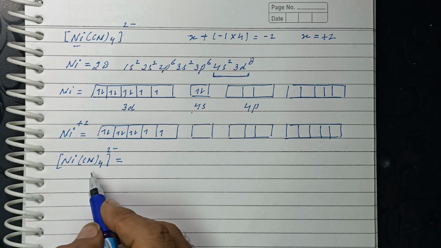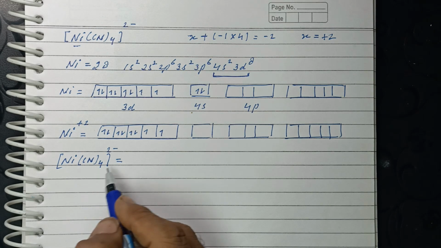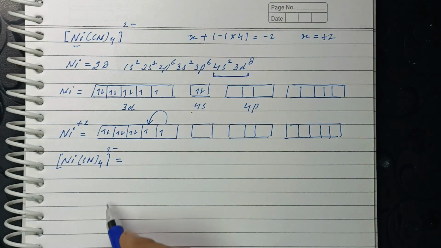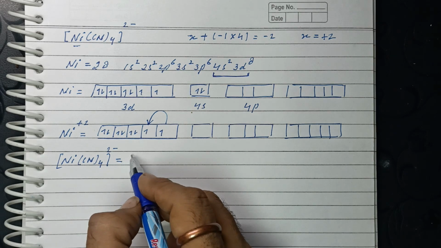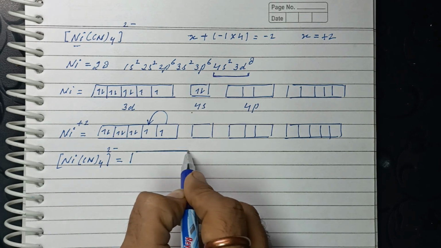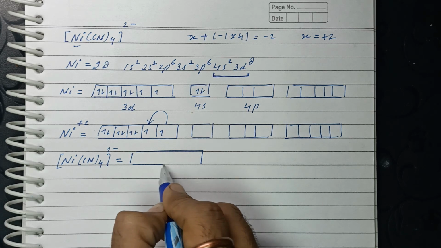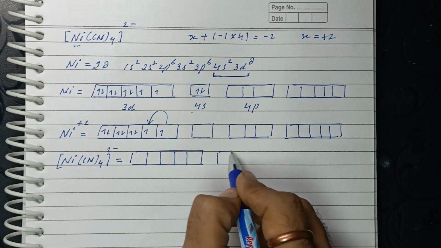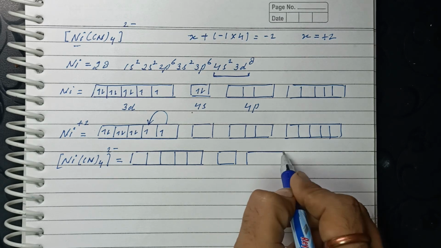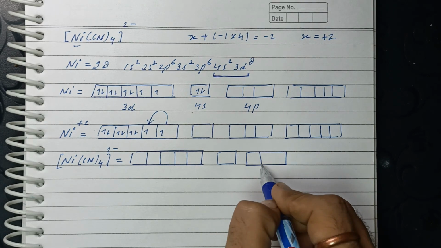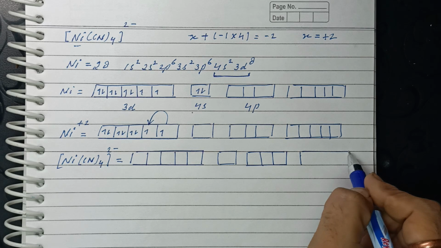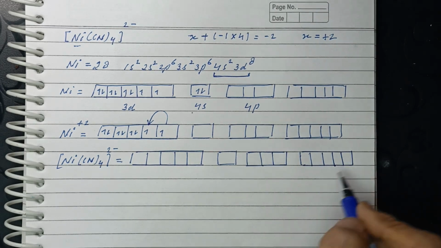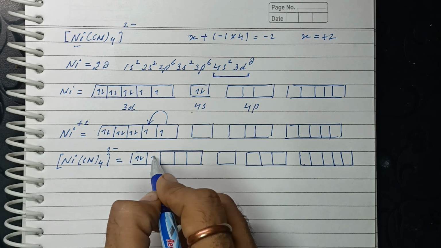Cyanide is a strong ligand. It will cause pairing. It means these electrons will get paired. All the strong ligands will cause pairing. You will remember, in case of strong ligand, we will pair the unpaired electrons. But in case of weak ligands, there will be no pairing. It means it becomes.